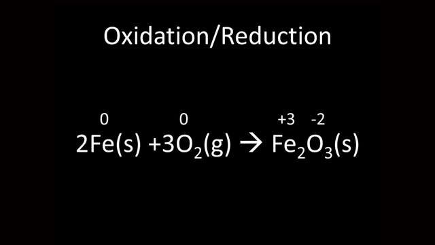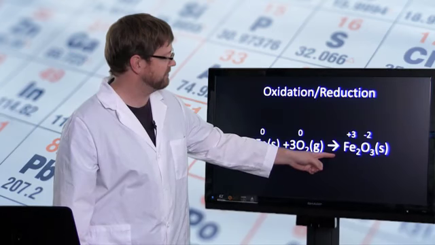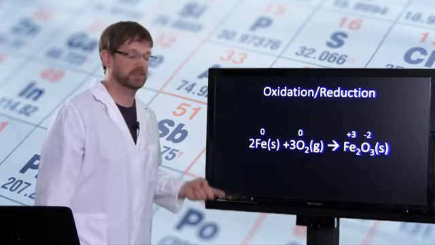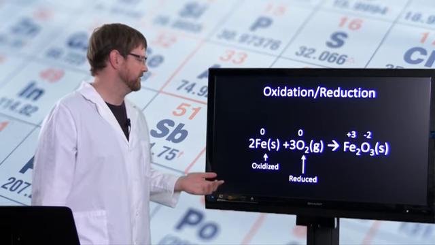But more in depth, what has actually happened is that in an element's native state, such as iron or O2 in oxygen's case, their charge is zero. However, in an oxidation reduction reaction, charge from the iron is being transferred to the oxygen. So the oxygen and the iron start off with a charge of 0. Going into the product side, iron now has a 3+ charge and oxygen has a -2 charge.